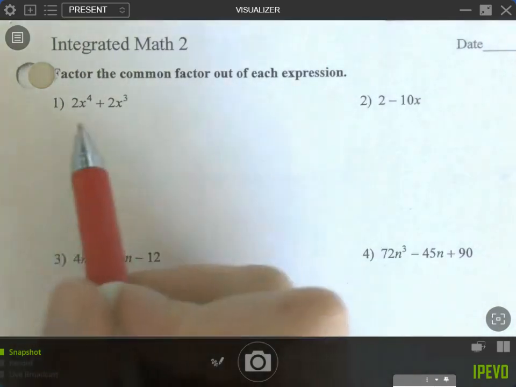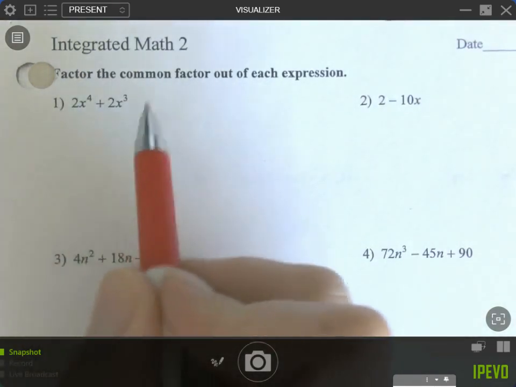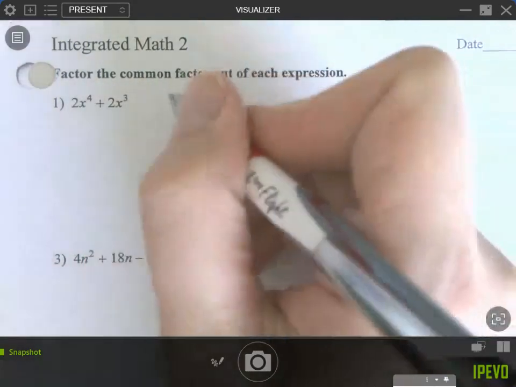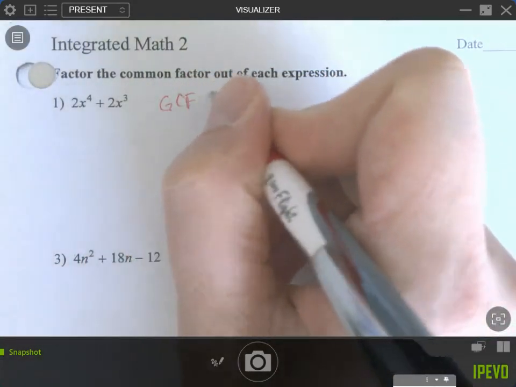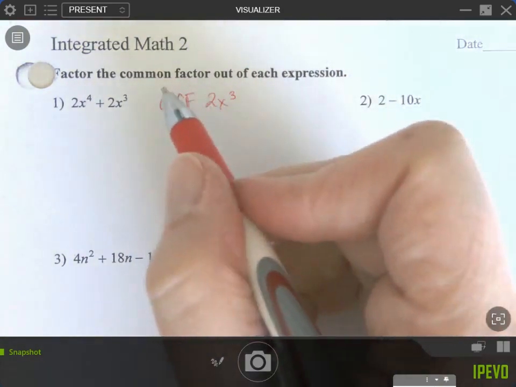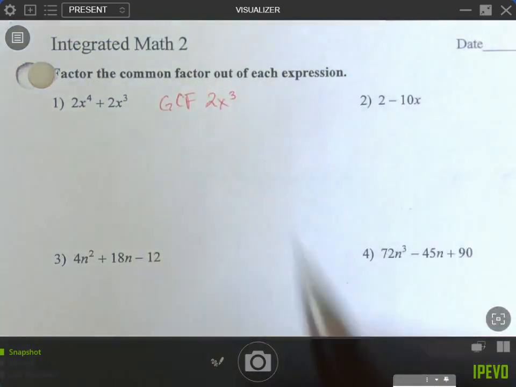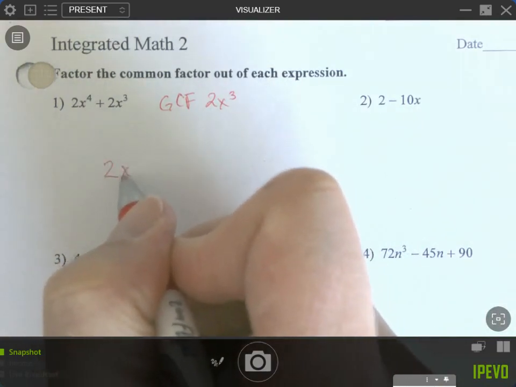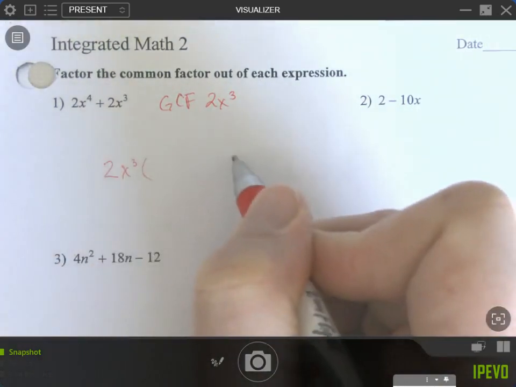If I asked you for just the GCF, what would it be in this one? The GCF is just 2x to the third. But that's not what they're asking. They're asking you to show you factor out. So we're doing the reverse distribution. I'm going to put my 2x to the third out here, and then I'm going to show you what's left.